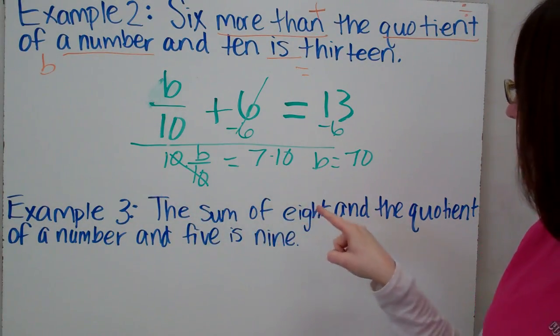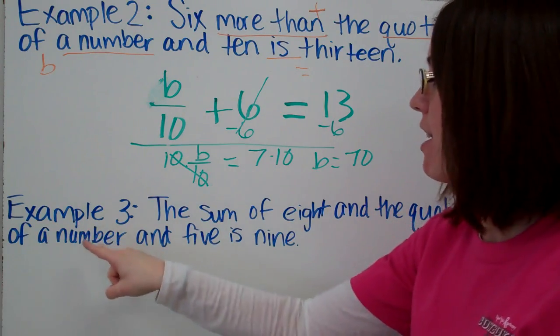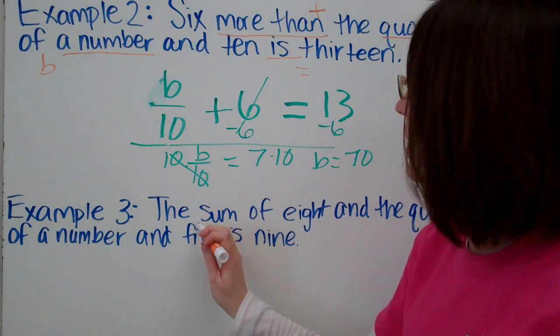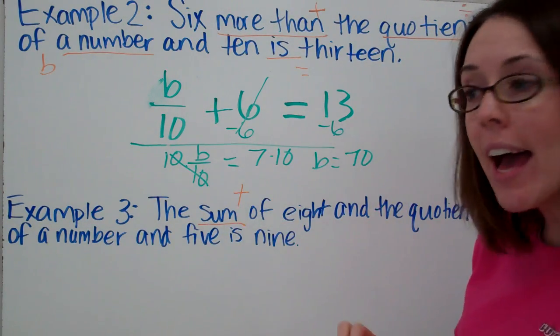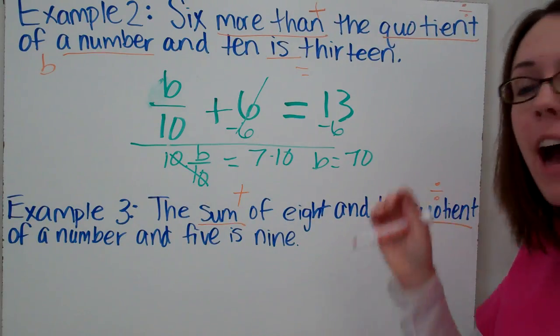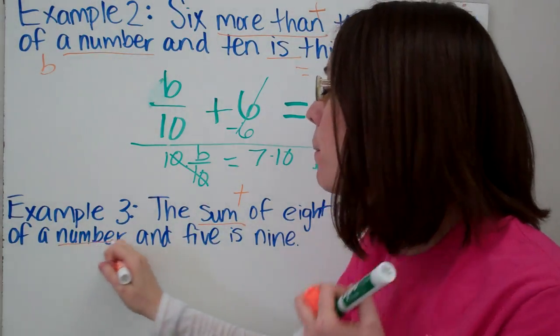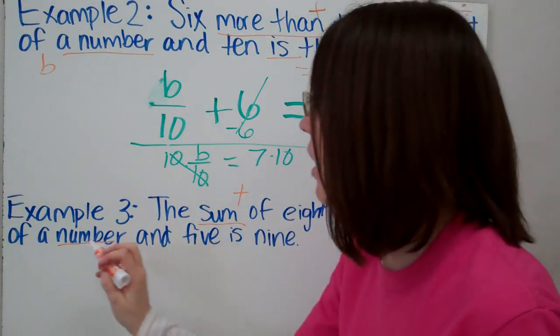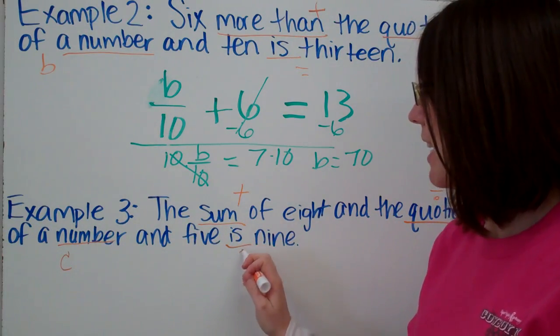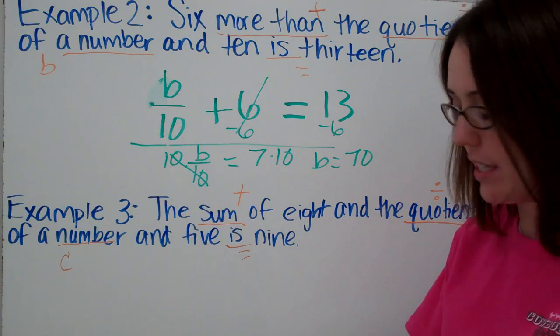Example number 3. The sum of 8 and the quotient of a number and 5 is 9. Let's look at those keywords. Sum tells us to add. Quotient tells us to divide. A number, we don't know what that number is, so let's use the variable C. And 5 is 9. Is tells us to use an equal sign.